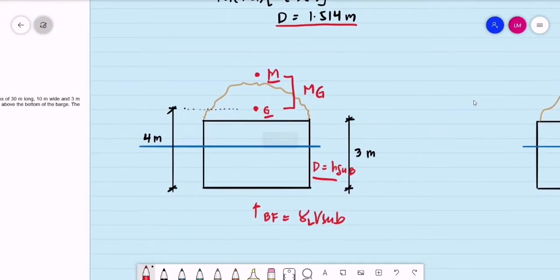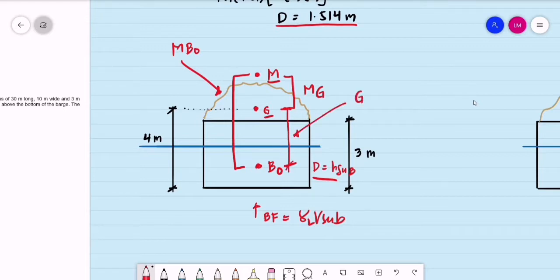But first we need to compute the distance from the metacenter M to the center of buoyancy. The center of buoyancy is the B sub O. So, this is that distance, from the metacenter to the center of buoyancy, MB sub O. To get that, we need this distance from the center of gravity to the center of buoyancy, the GB sub O.